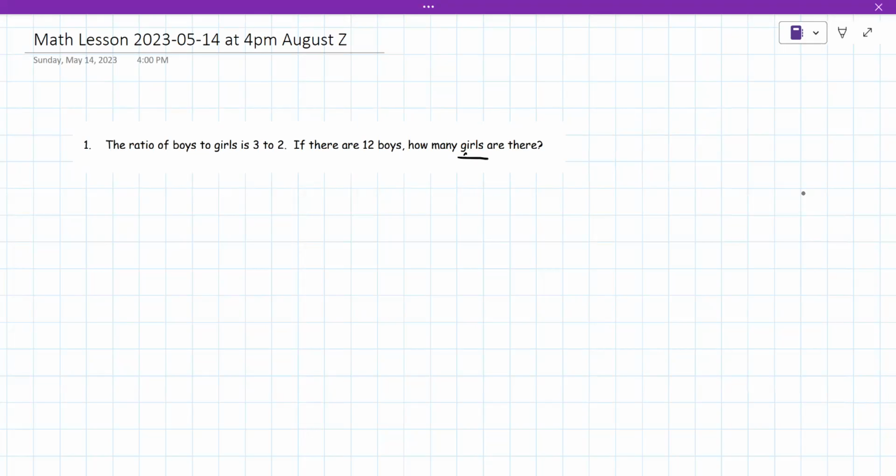Well, there's 3 to 2. We want to set up some sort of proportion. You want to think of it as the given and the one you're trying to find. So given is 3 to 2, boys to girls, and you might even want to label it. Then what we have is 12 boys, and there's X girls, or G girls if you want.